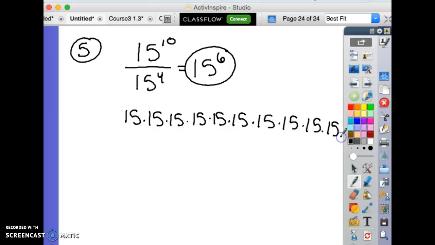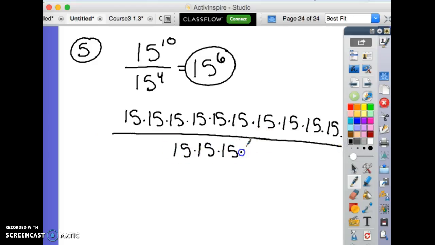If you're talking money, 15 times itself 10 times is much different than just 15 over 15. So then that would cancel, that would cancel, that would cancel, that would cancel, and I'm left with 1, 2, 3, 4, 5, 6. So understand, this does not say 15 divided by 15. It looks tricky, but our exponent is 10 and 4, so we just subtract those exponents. This is our answer.